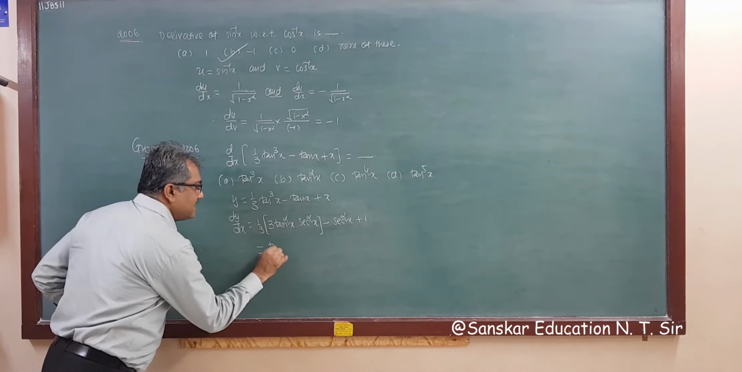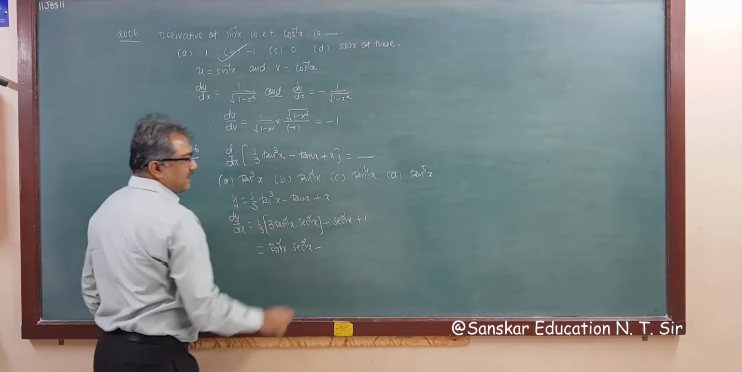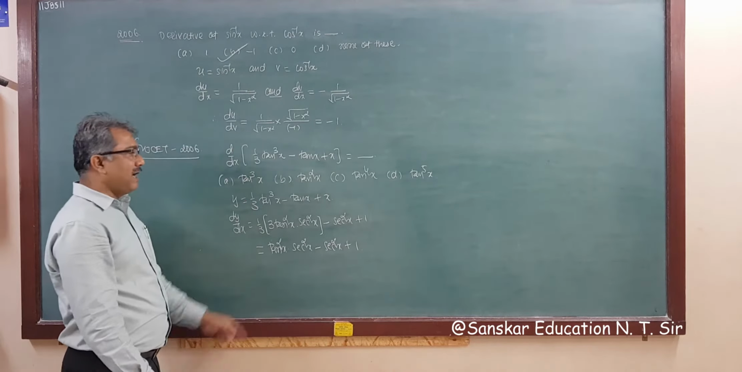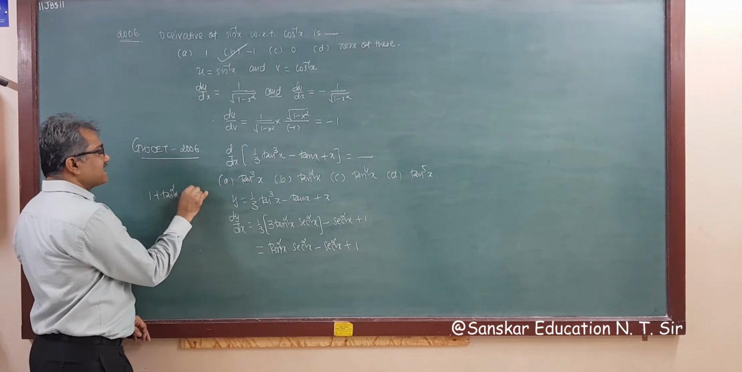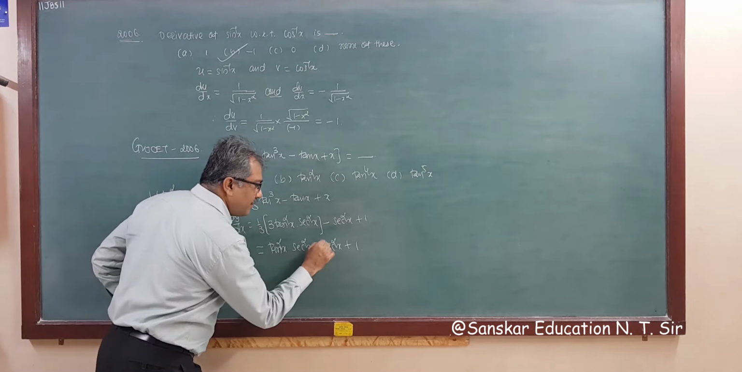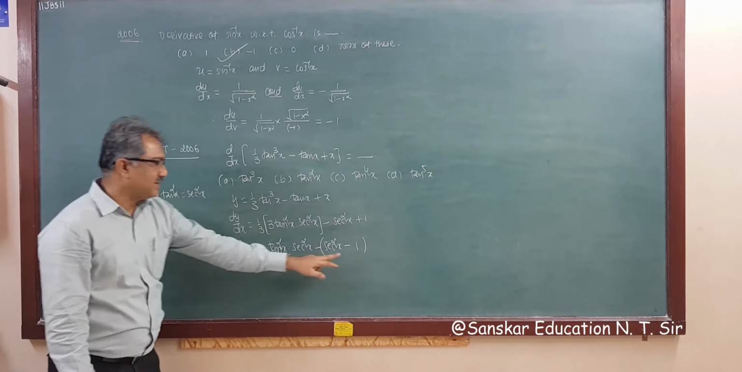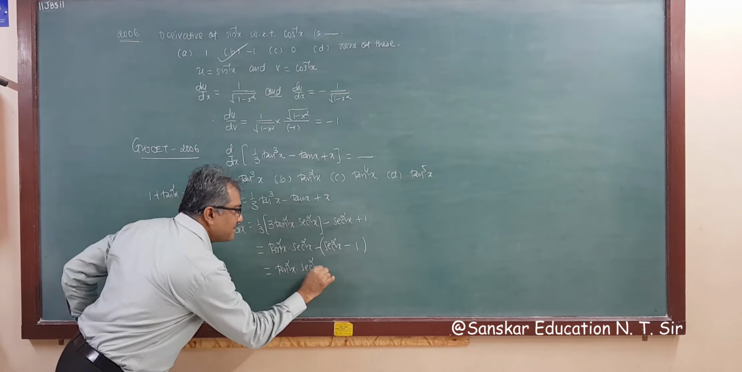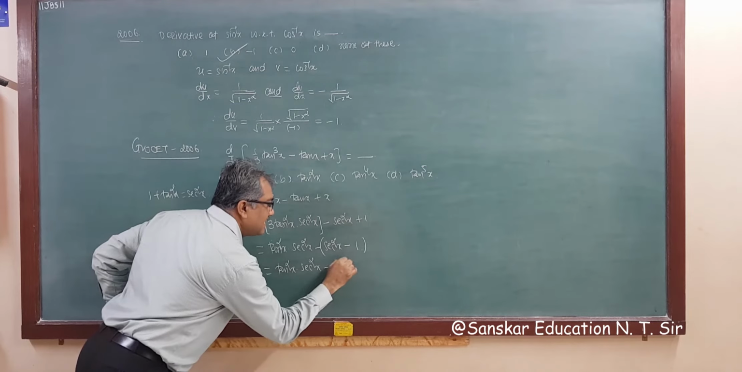So what we get? tan square x into sec square x minus sec square x plus 1. Now we have one identity: 1 plus tan square x is sec square x. So sec square x minus 1 is tan square x. If we take minus common from here, this becomes sec square x minus 1, and sec square x minus 1 is tan square x. So this is tan square x into sec square x minus, sec square x minus 1. Sec square x minus 1 is tan square x.